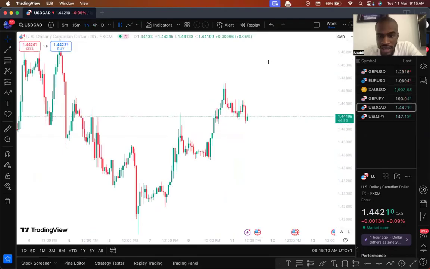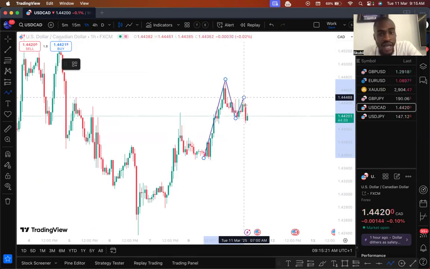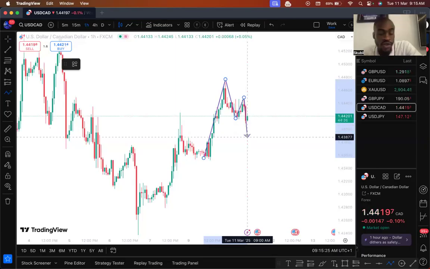If you look at this, you'd see that price pushed up to create a higher high. As it was retracing to create a higher low, it stopped here. Now it pushed up, it failed to create a higher high, and now it's pushing down to more or less shift structure. So if it breaks below this level, we shift structure on the 1 hour time frame.